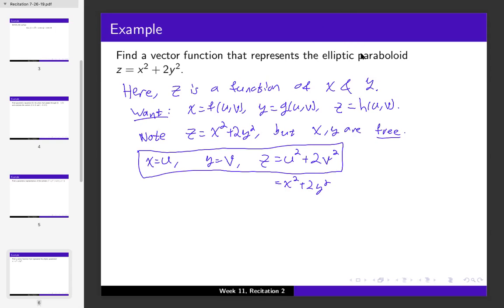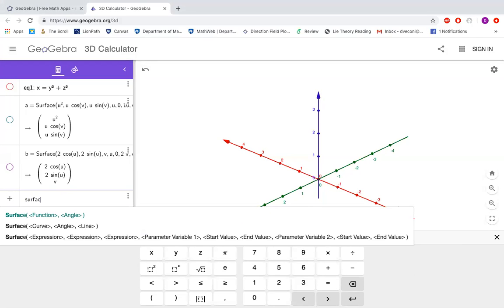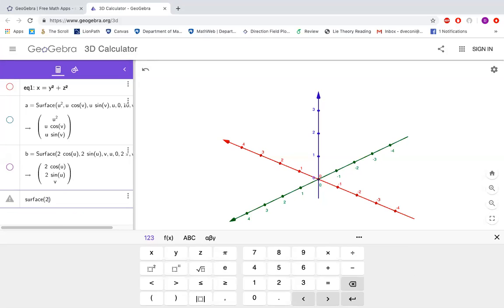And if you don't believe me, we can check this in GeoGebra. In this case, we would type in the surface, which is u, v for x and y, and then z is u squared plus 2v squared. And let's say u is going from -10 to 10, and v is going from -10 to 10.